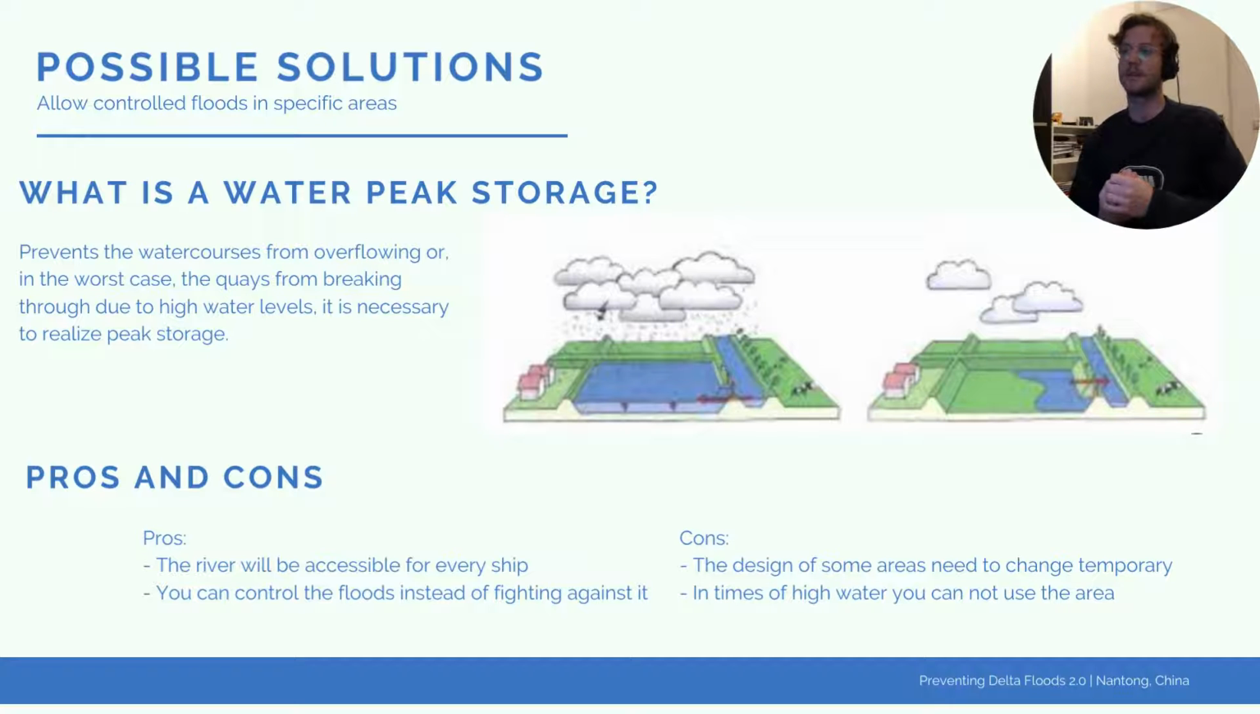The pros are that the river will still be accessible for vessels, and you can control the flood instead of fighting against it. So when the water level rises, you can let it flood, so the water level will decrease again. But this is only for river floods and not for rising sea levels. Some cons are that the design of some areas needs to change temporarily, and existing buildings need to be removed. And another con is that in times of high water, you cannot use the area.